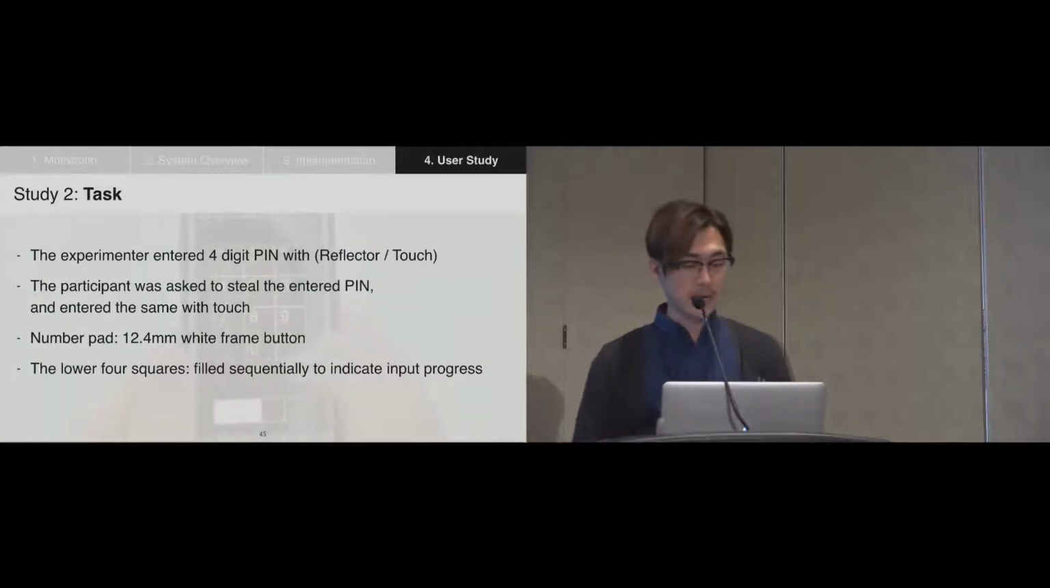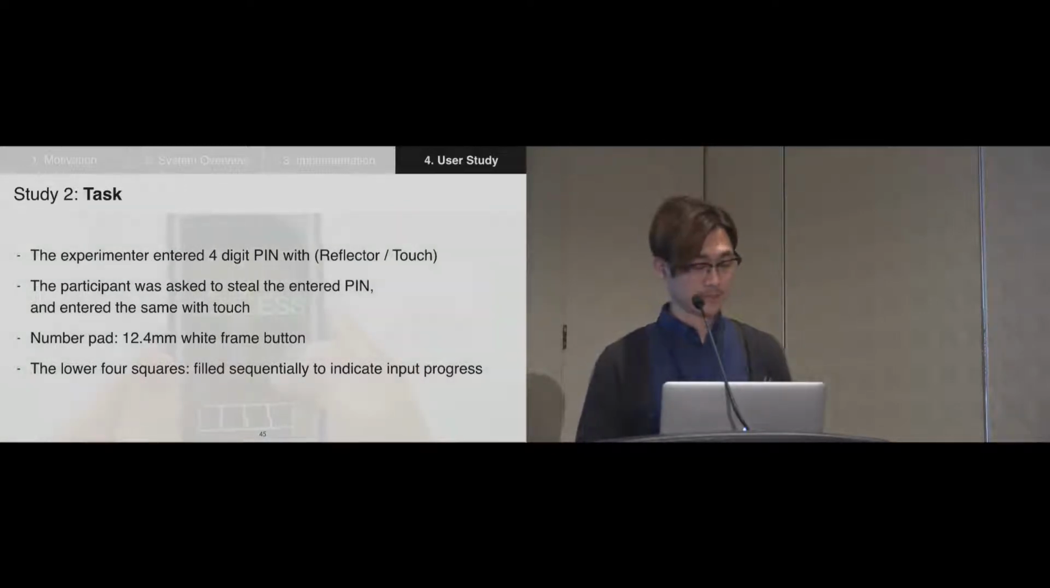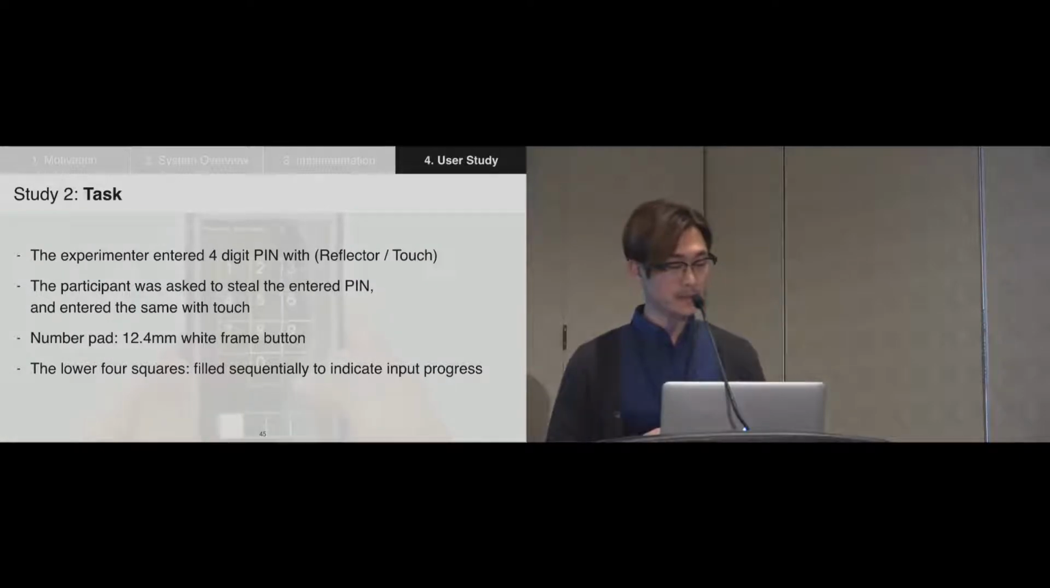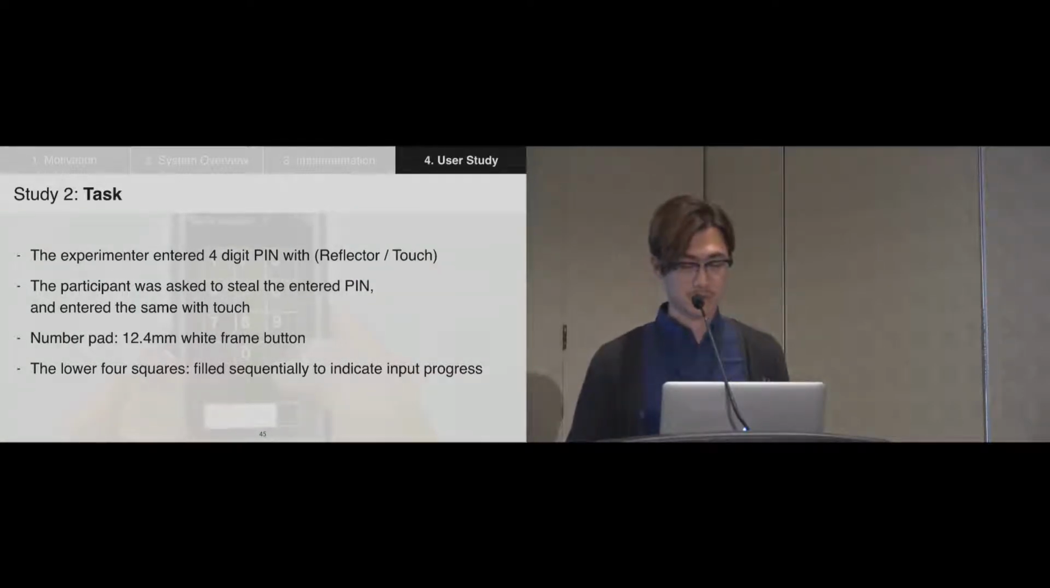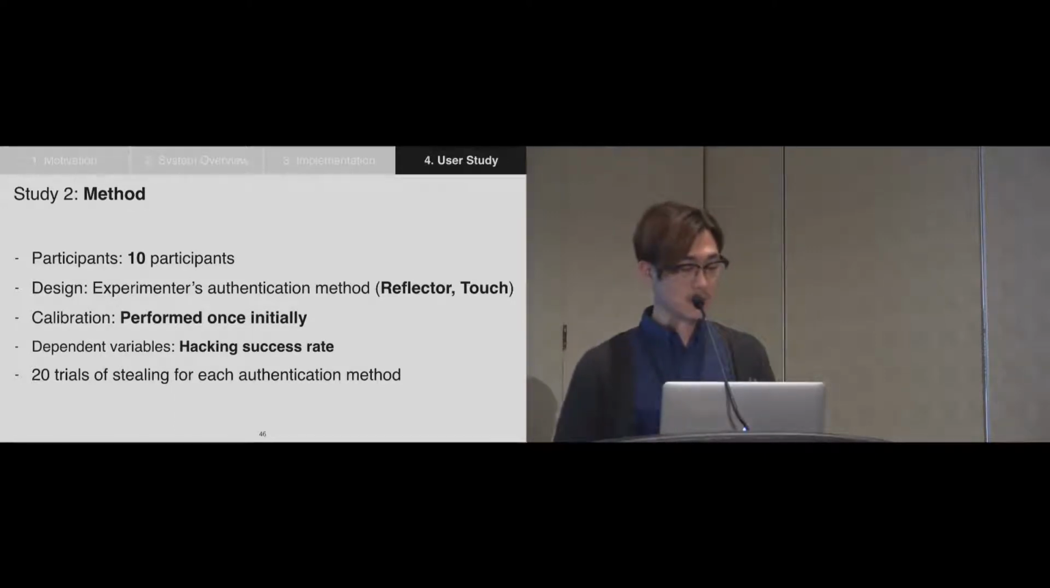In this experiment, the experimenter entered a 4-digit pin with each authentication method. In the Reflector condition, the experimenter pointed with his reflected right eye and selected by touching any place on the screen. The participants were asked to steal the pin and enter the same as with touch. 10 participants were recruited from a local university for this experiment. The authentication method used by the experimenter was the independent variable, and we followed a within-subject design. The calibration for the Reflector was done only once in the beginning and maintained throughout the experiment.